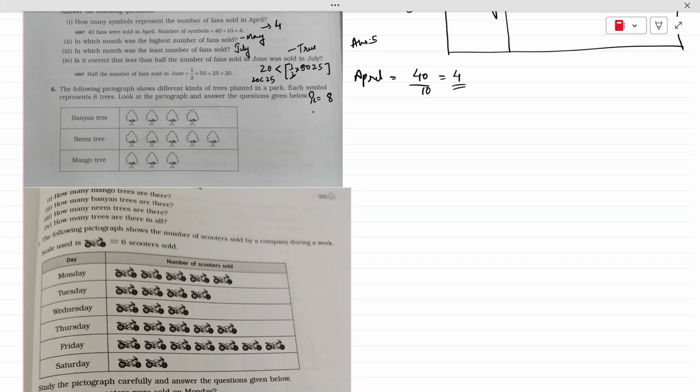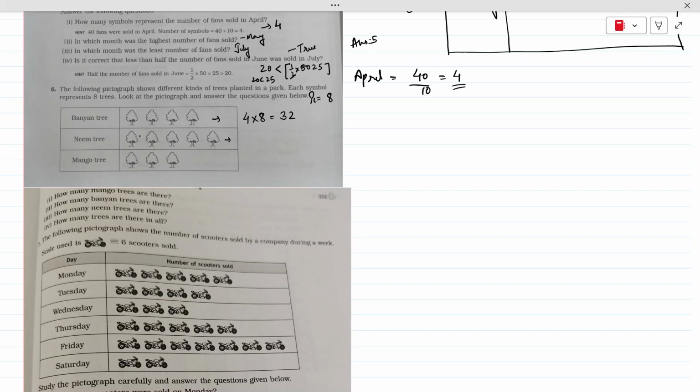So kids, before we jump into the question, let's try to figure out how many trees are present here. So how many banyan trees are here? 1, 2, 3, 4. 4 pictures, and per picture 8 trees, right? Because every one tree represents 8 trees. So we have 32 banyan trees.